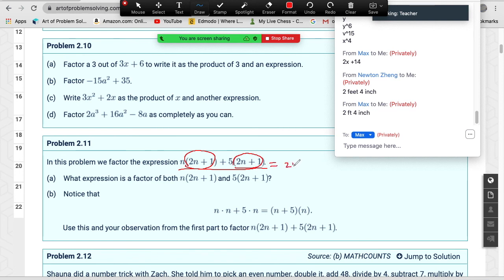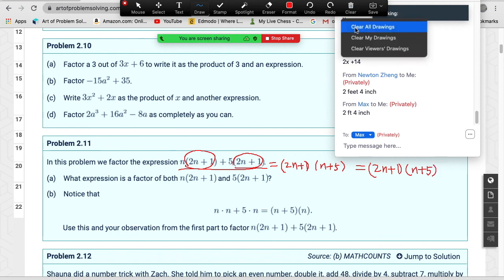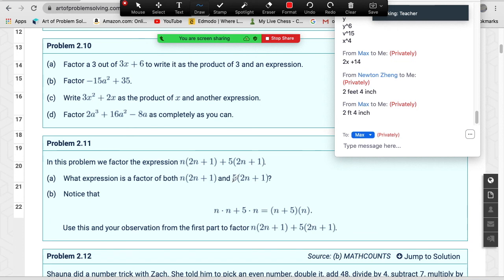So that means you can take 2n plus 1 out. Then you have n plus 5 left. So this one equals 2n plus 1, then times n plus 5. Okay, this is the correct answer. Now let's see what expression is a factor of both this one and this. That's this, right? 2n plus 1.